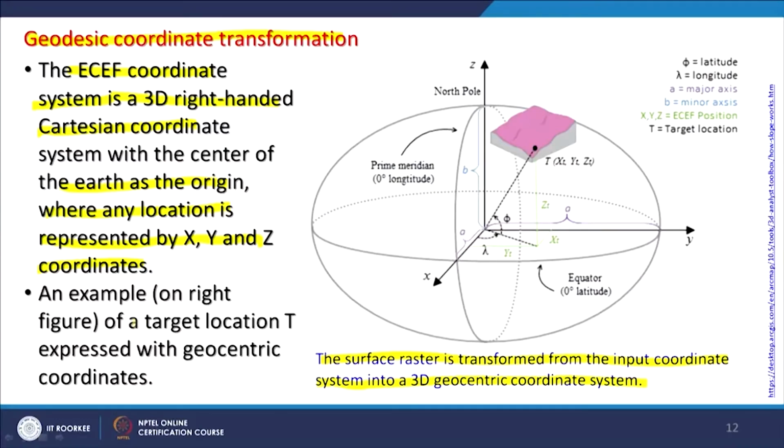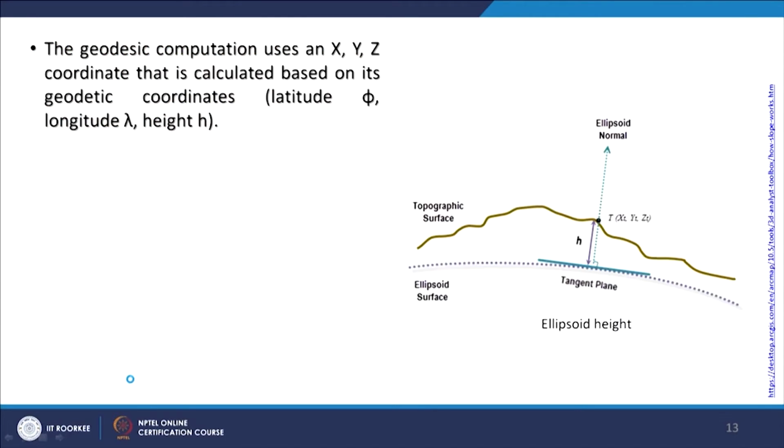For a target location T, which is shown here as x1, y1 and z1, expressed in the geocentric coordinate system, you get better results. In this geodetic computation, the x, y, z coordinates are calculated based on the geodetic coordinates, that is latitude, which is represented by phi, longitude, lambda, and height h. So all three are there.